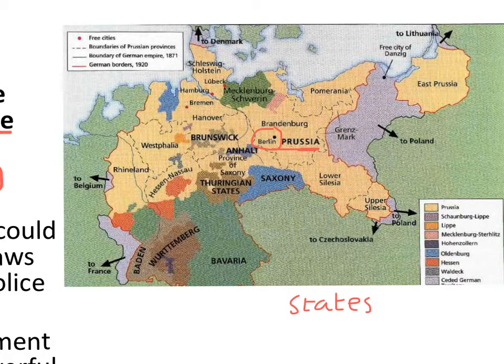A quick glance at the map, you can see that the second largest state, down in the south east, was Bavaria, and it's not marked on this map, but the capital of Bavaria was the city of Munich, which is a name you should recognise, the scene of the famous Putsch of 1923. Saxony was another German state. Brunswick was another German state. Thuringia, and so on and so forth. Württemberg. There are 18 of them altogether.